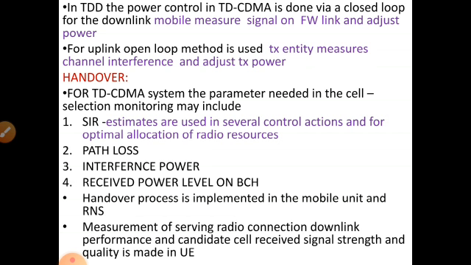SIR is estimated and used in several control actions. The basic idea of SIR is that it is used for allocating radio resources. So based upon the SIR, they allocate radio resources to the network.